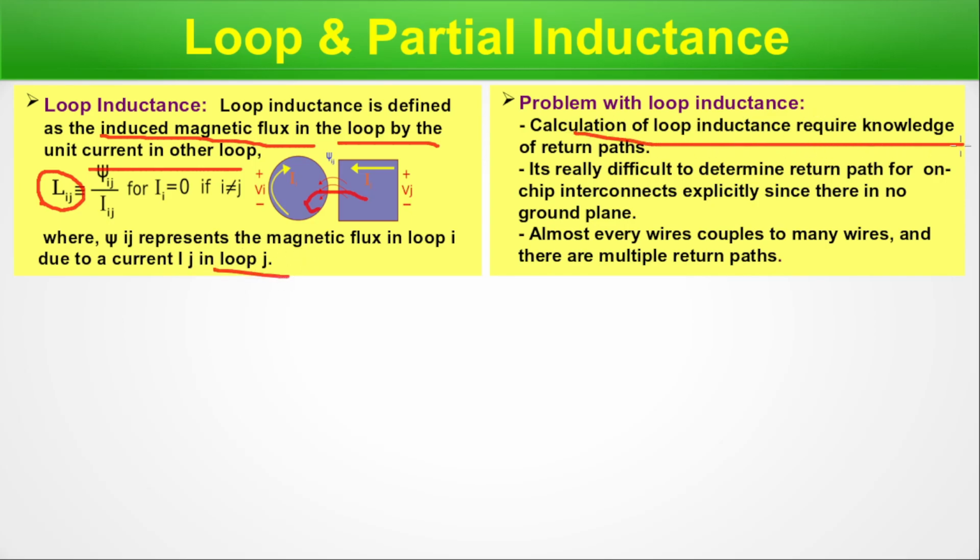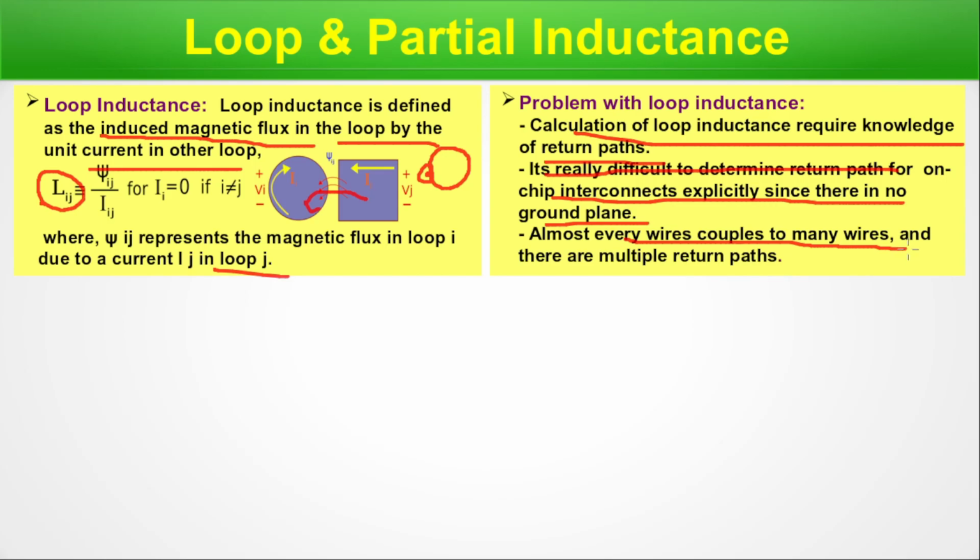Now, the problem with loop inductance: calculation of loop inductance requires knowledge of return paths. When we are considering loop inductance, we need to know the return path because it's a loop. As long as we do not know the return path, the loop is not closed and the calculation of loop inductance is incomplete. It's really difficult to determine the return path for on-chip interconnects explicitly, since there is no ground plane. So return path calculation is tough.